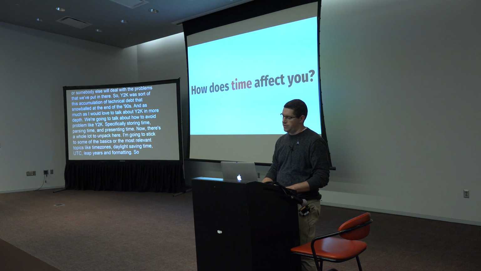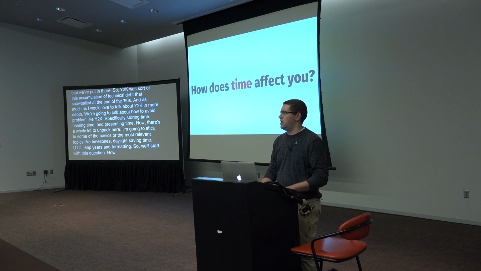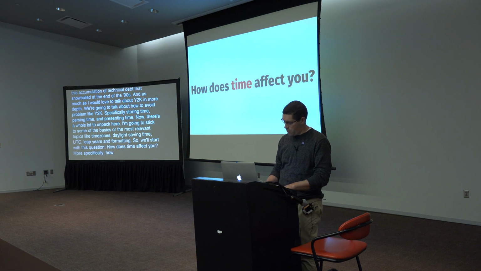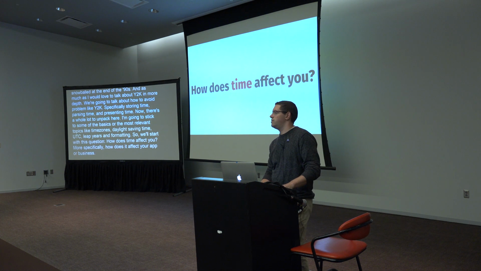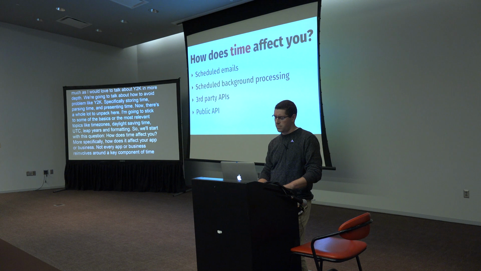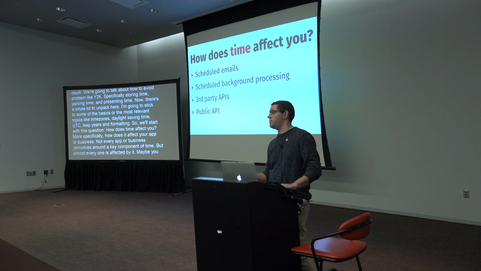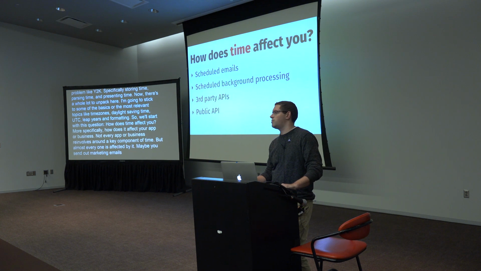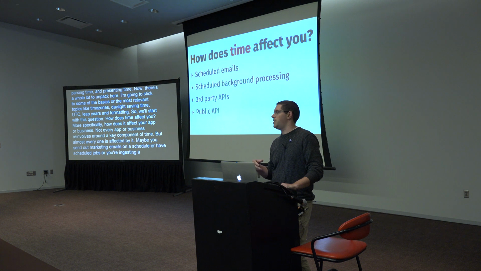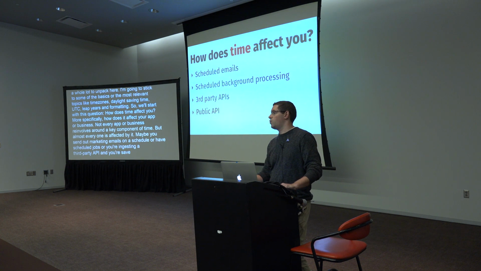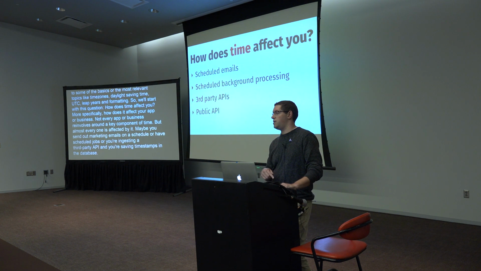So we'll start with this question. How does time affect you? More specifically, how does it affect your app or business? Not every app or business revolves around a key component of time. But almost everyone is going to be affected by it in some way. So maybe you send out marketing emails on a schedule, or maybe you have scheduled jobs, or maybe you're ingesting a third-party API and you're storing timestamps from that API in your database, or maybe you have your own API where you're transmitting dates and times from your database for other people to ingest.